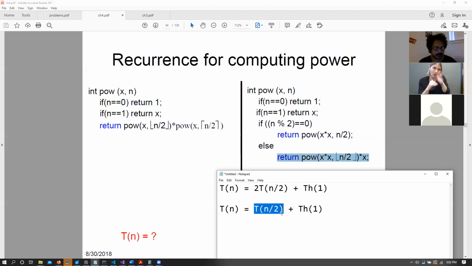Does that make sense? For merge sort, n is the size of your array. For Fibonacci numbers, n is the number of Fibonacci numbers that we are generating. For factorial, n is the number whose factorial we are generating. So does everyone understand here why the first function has 2T n by 2 and the second function has T n by 2? Any confusions?